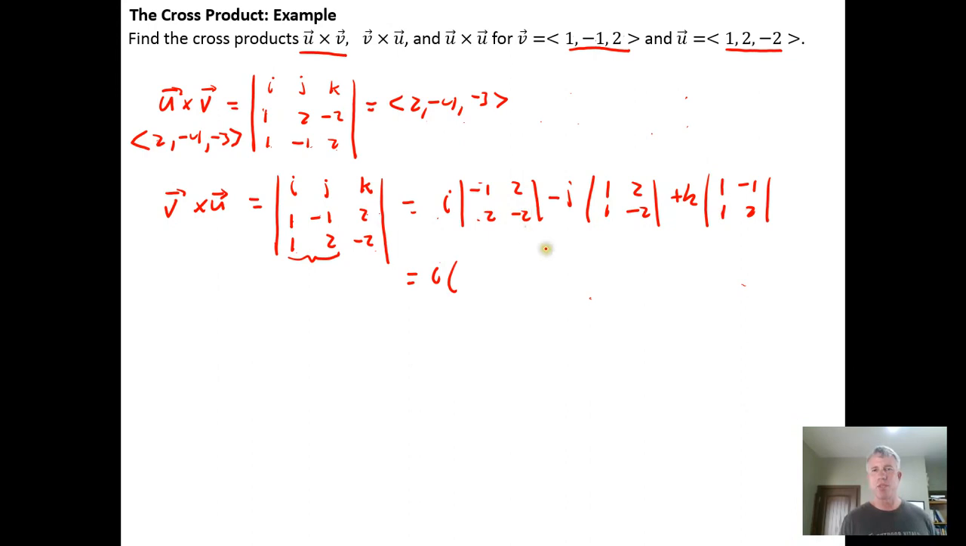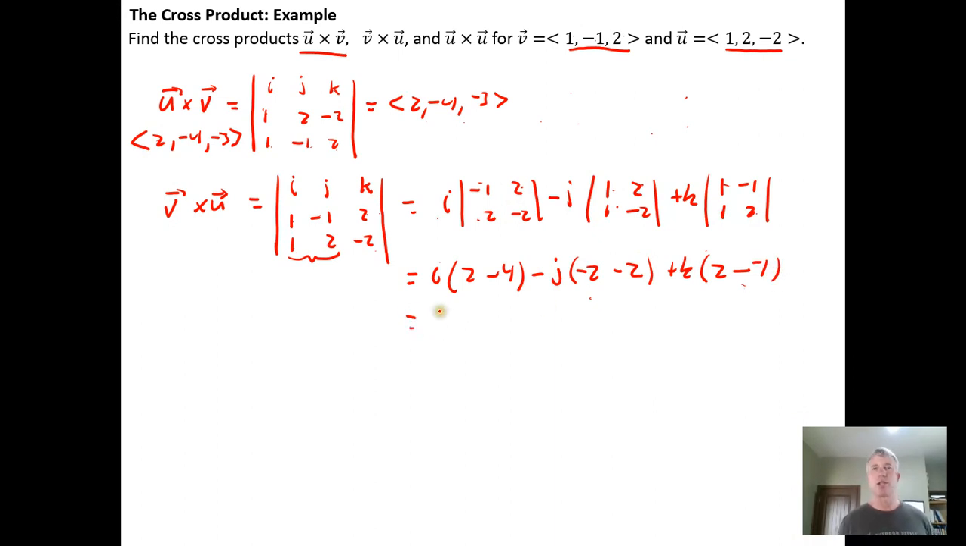We get negative 1 times negative 2 is 2. Minus 2 times 2 is 4. Minus j times 1 times negative 2 is negative 2. Minus 2 times 1 is 2. And then we get plus k times 1 times 2 is 2. Minus negative 1 times 1 is negative 1.